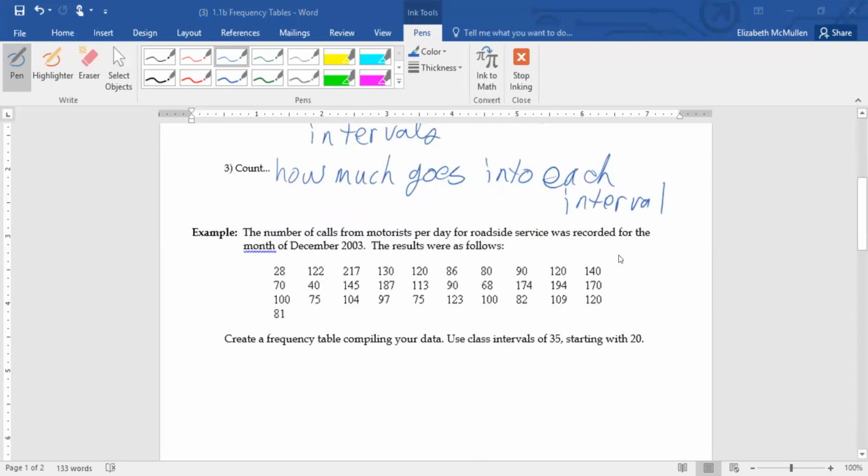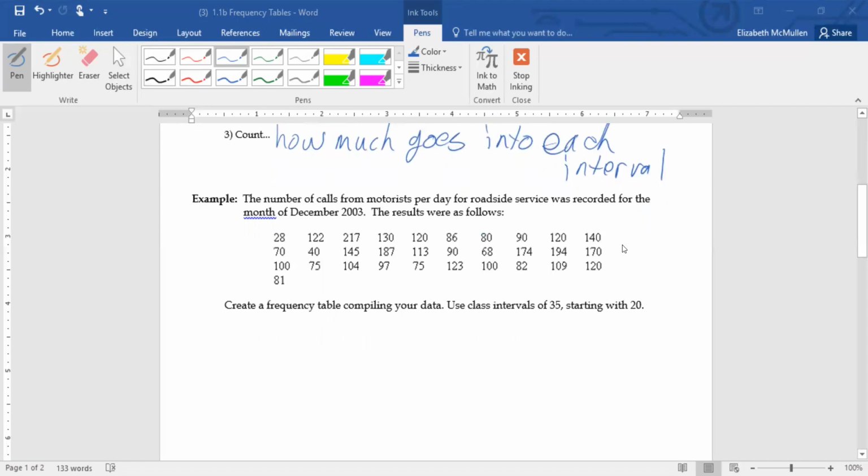All right. The number of motorists per day for roadside service was recorded for the month of December 2003. The results were as follows. All right, and we have all these numbers. Create a frequency table. Complete a frequency table compiling your data. Use class intervals of 35, starting with 20.